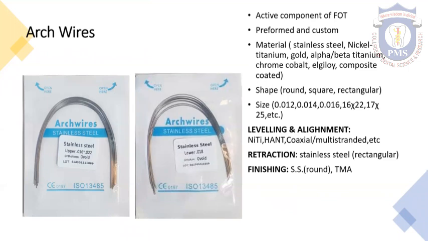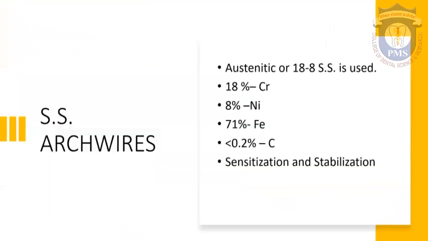And for leveling and alignment, nitinol arch wires, braided or coaxial or multi-stranded arch wires are used. For retraction stage, stainless steel arch wires, rectangular stainless steel arch wires are used. And for finishing stage, round stainless steel wire or TMA wires are used.